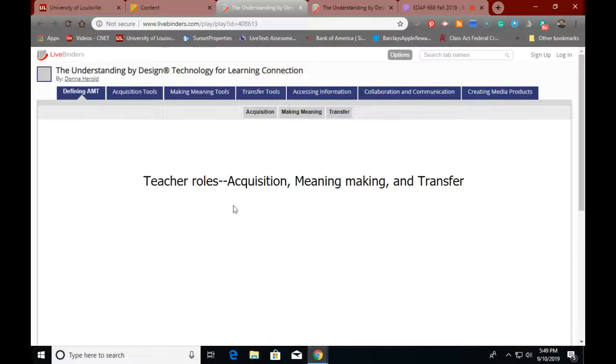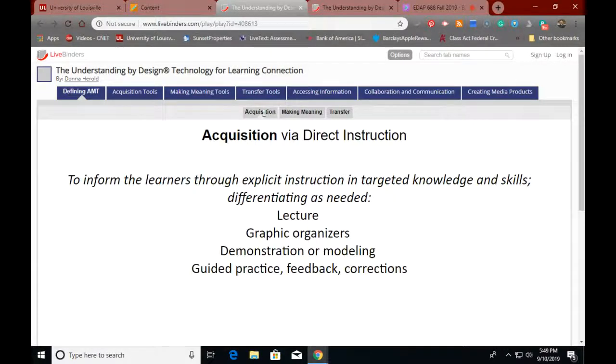For right now, though, let's look at this. We're looking at it through the lens of teacher roles: acquisition, meaning making, and transfer. When you look at a teacher who is in acquisition, they do direct instruction to inform the learners: explicit instruction and targeted knowledge and skills, differentiated as needed. Lecture, graphic organizers, demonstration or modeling, guided practice, feedback, corrections. There is not a pejorative associated with any of this. There's nothing that says, oh my God, you're an acquisition teacher. No. We all have to be acquisition teachers. I'm doing it right now.